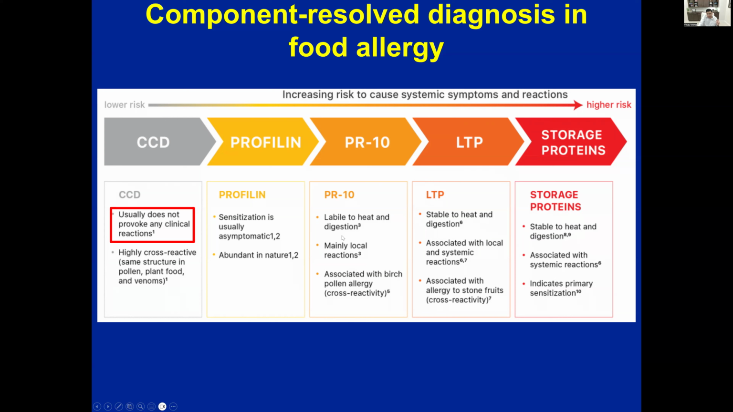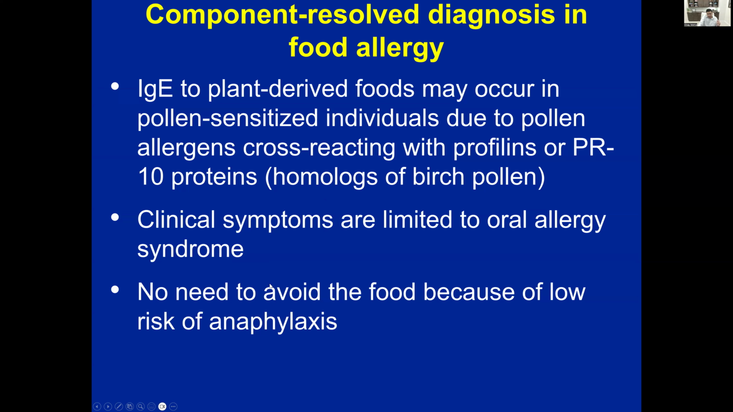Okay, so this helps you assess: yes, the blood test is positive, but if it's mainly due to PR10 IgE antibodies, then it doesn't necessarily mean you have to avoid the food. And by the way, profilin is also very prevalent. Profilins most of the time are completely asymptomatic, so you don't have to worry about that. So no need to avoid the food because of the low risk of anaphylaxis.